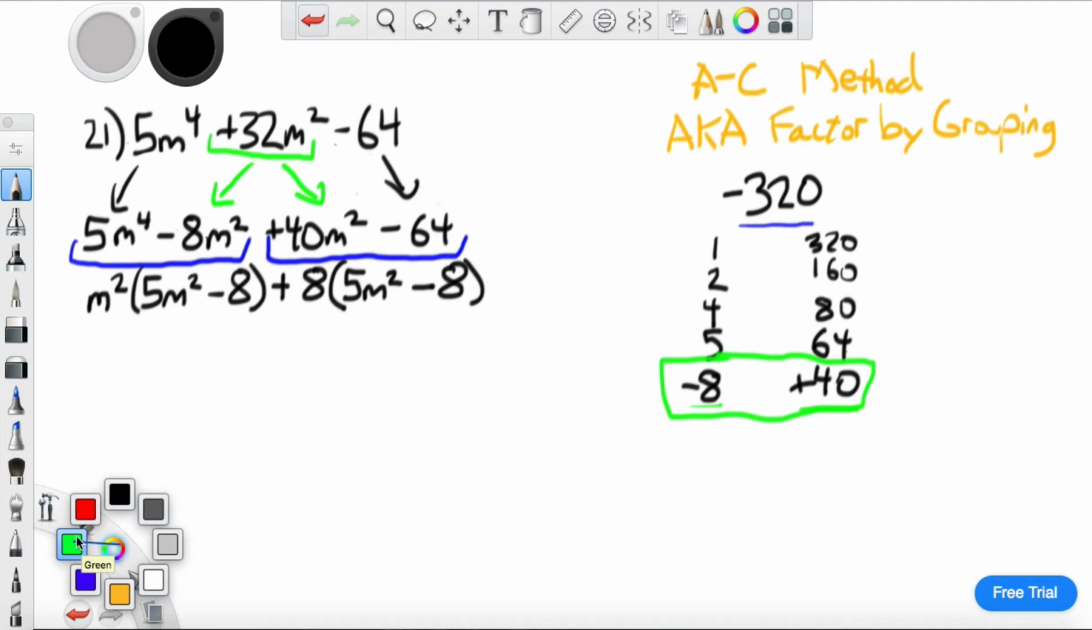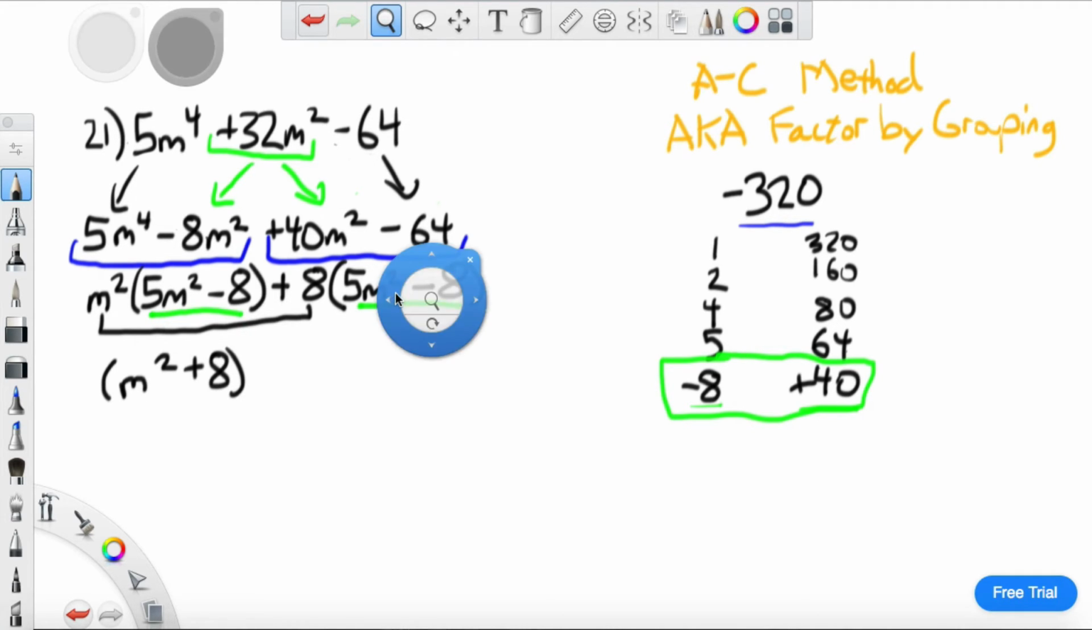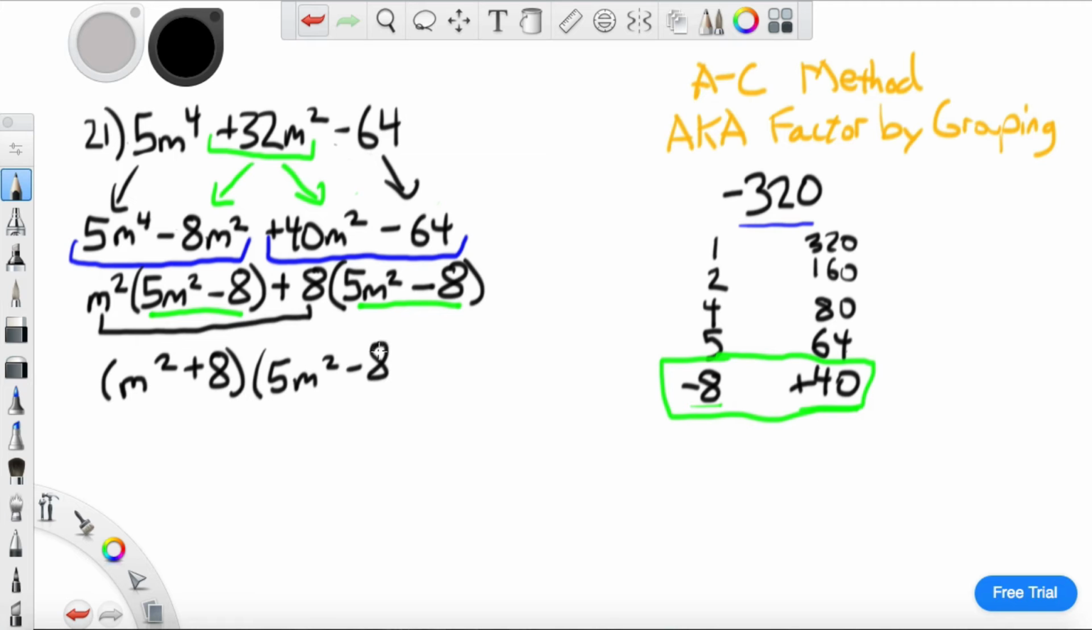Now take a look. The thing that I wanted to have happen has happened. These match. So just like before, I can take these two terms and put them in parentheses, m squared plus 8. Then this becomes my other factor because it exists in both: 5m squared minus 8. And that's my answer. I've factored it.